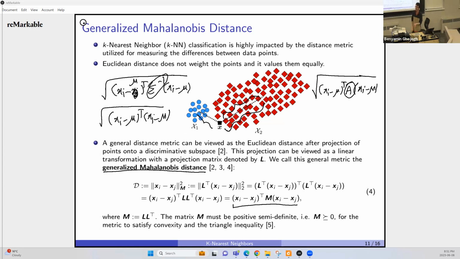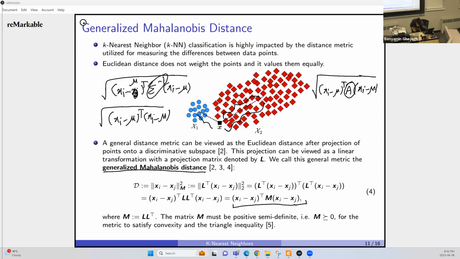And for this to be a distance, it needs to satisfy the triangle inequality, and also it needs to be convex. For this, A needs to be a positive semi-definite matrix. It means that its eigenvalues should be non-negative. And here we will see that this Mahalanobis distance can be written in this way. It can be seen as projection of the point onto some subspace, and then in that subspace I use Euclidean distance. This is the proof.